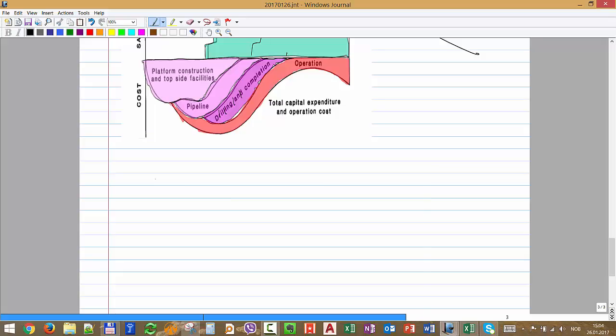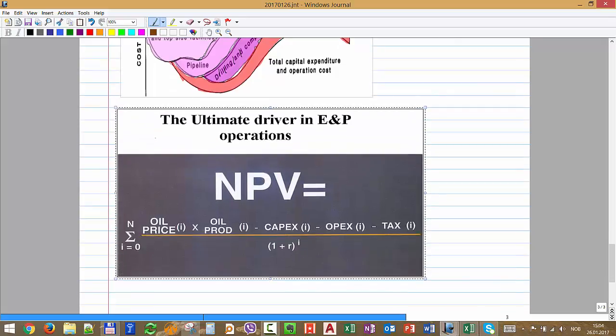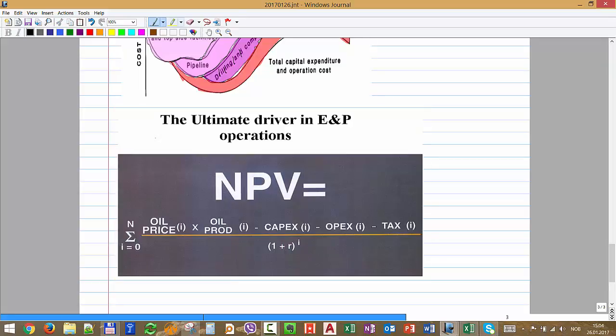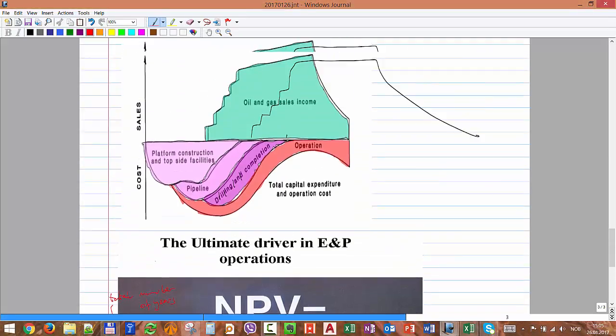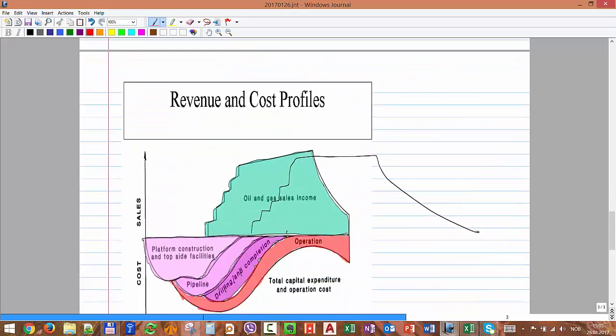Okay, the formula, if we make it in a more mathematical way, is something that we do every year. The ultimate driver in exploration and production operations. Okay, so we have the sum. I, in this case, don't be confused, I is the year, or current year. I'm going to go year by year. N is the total number of years. And this R is what I call the interest or discount rate.